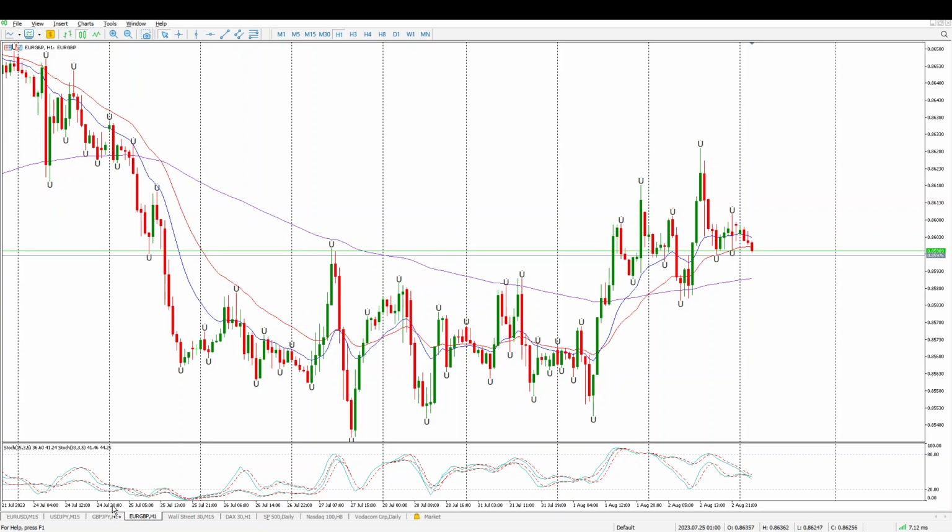So watch British Pound Japanese Yen. There's a bit of a setup there, and then the Euro USD is the other one to watch this morning.